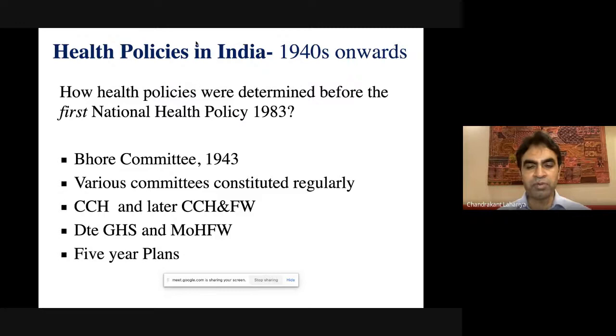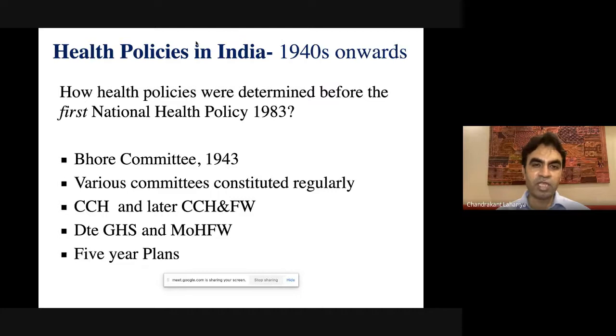There is no life cycle of a policy. Till the previous policy is replaced by the new policy, that previous policy is always in existence. So a policy does not have a time limit, that it is for 5 years or 10 years. Currently, we have the third policy. It started in 2017. Till a new policy comes, this policy is in force.